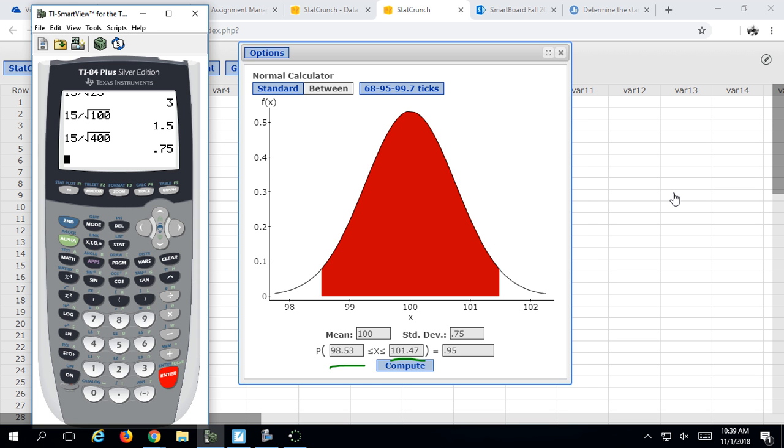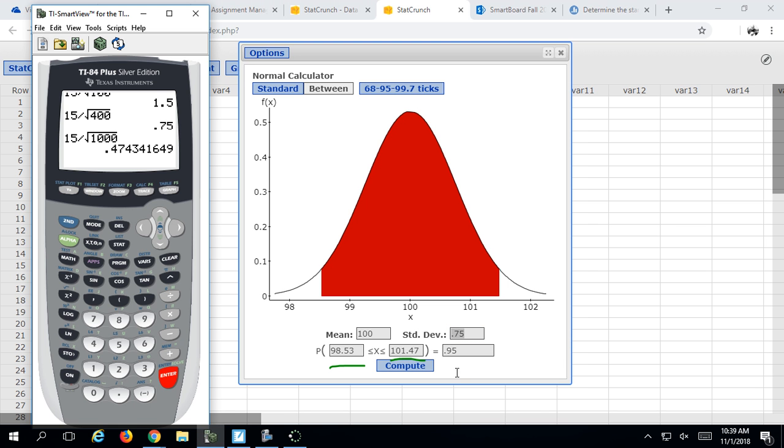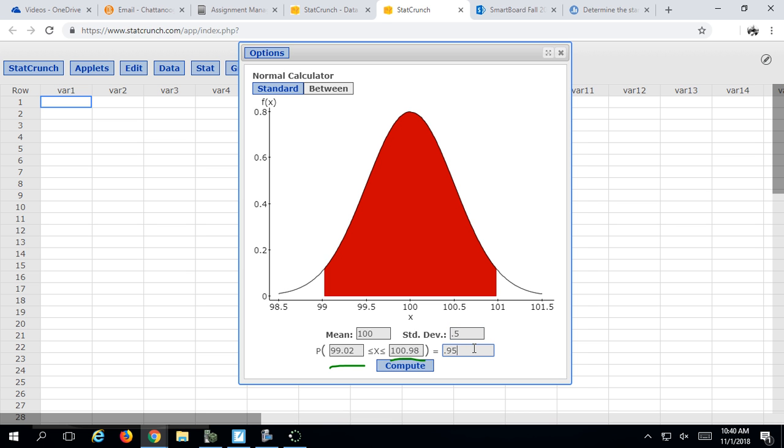So let's just see how close we can get it. Let's try 1,000. We'll say 0.5. We'll just round it to 0.5. Whoops. So that says we got a 95% chance that our sample mean will be between 99 and 101, which we're going to get something close to 100 there, right?